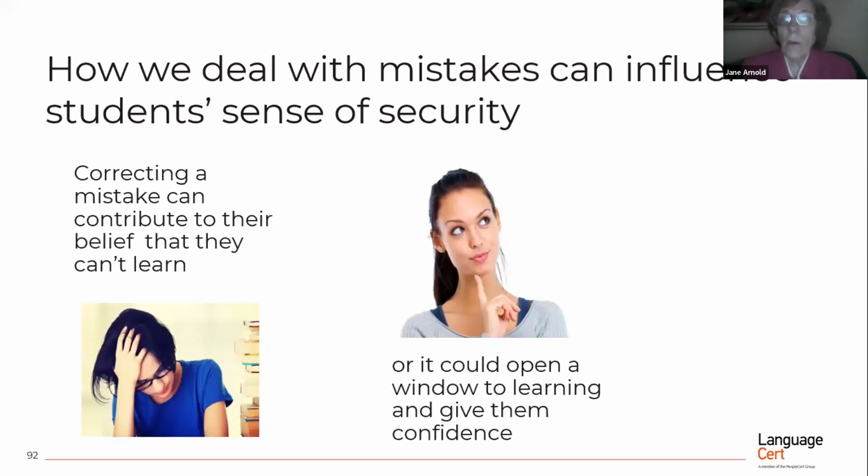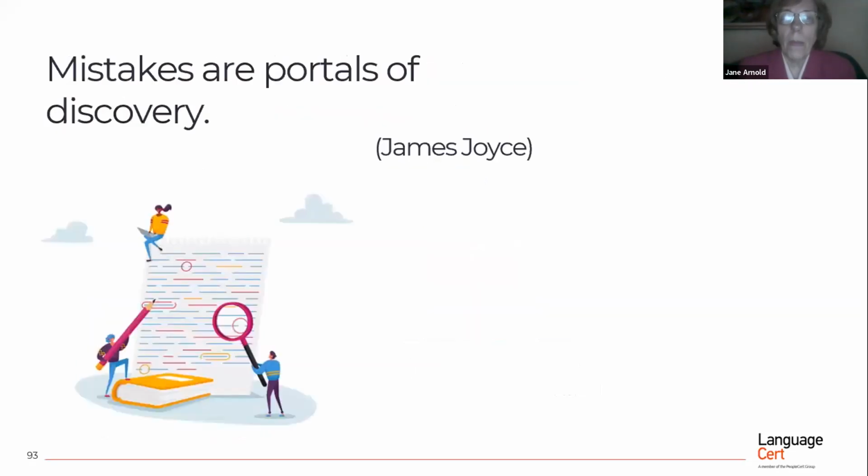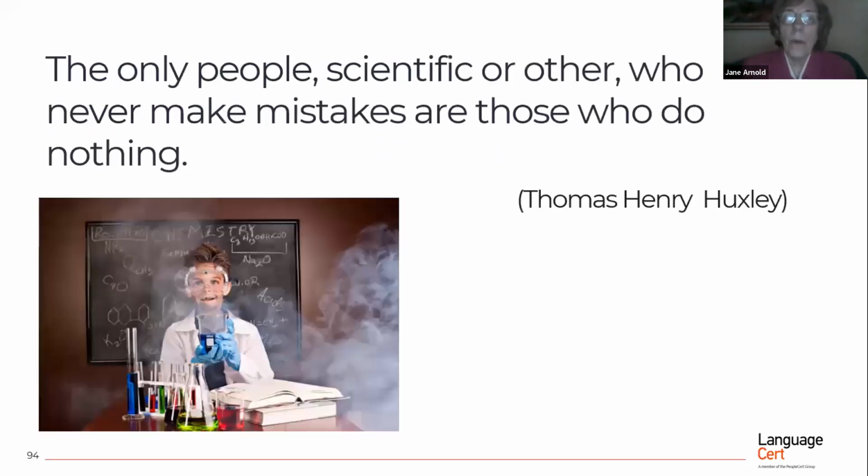Correcting a mistake aggressively can contribute to their belief that they can't learn. Or if we do it well, it could open a window to learning and give them confidence. And to take away the fear of making mistakes, I like to do this activity. I take a series of quotes, of 8 or 9, 10, and put them on a piece of paper on the wall and have students walk around and look at each of these quotations about mistakes by important authors.